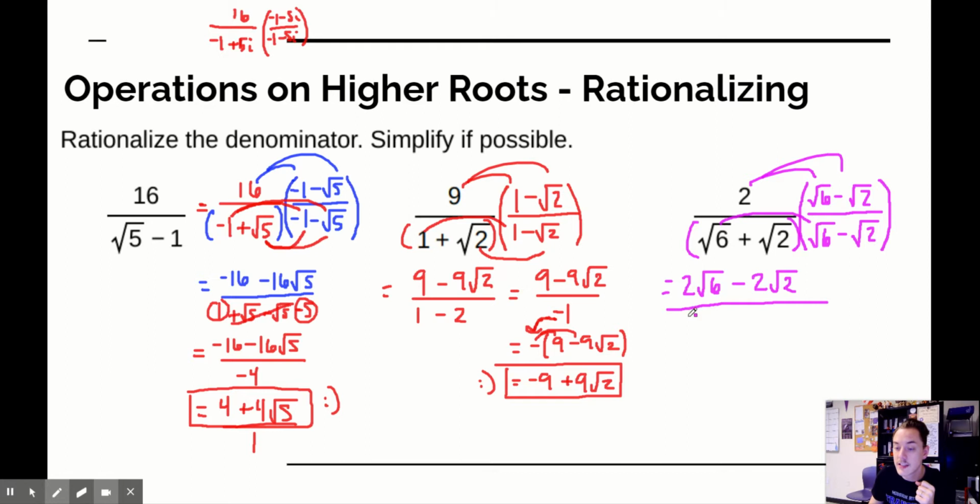So radical 6 times radical 6 is, wow, I keep thinking radical 36, but it's radical 36, which just equals 6. So radical 6 times radical 6 is 6. Radical 6 times a negative radical 2 is going to be a negative radical 12. Notice how the indices are the same, 2 and 2, square roots. So I can do that. Now right here, watch. Radical 2 times positive radical 6 is a positive radical 12.